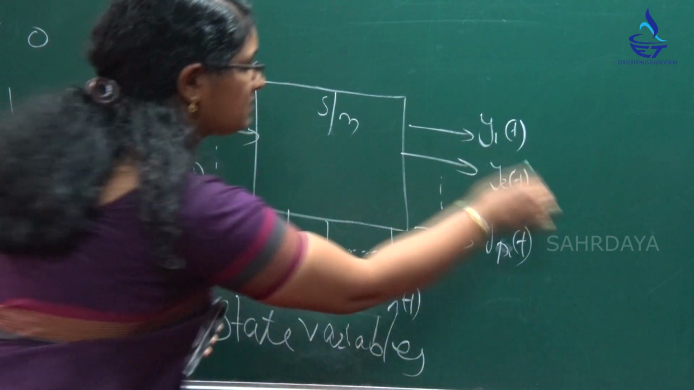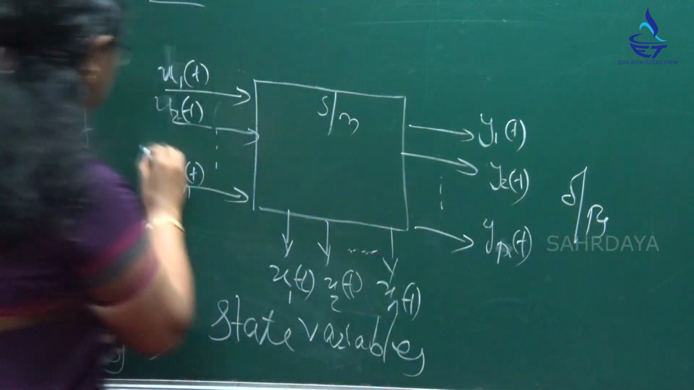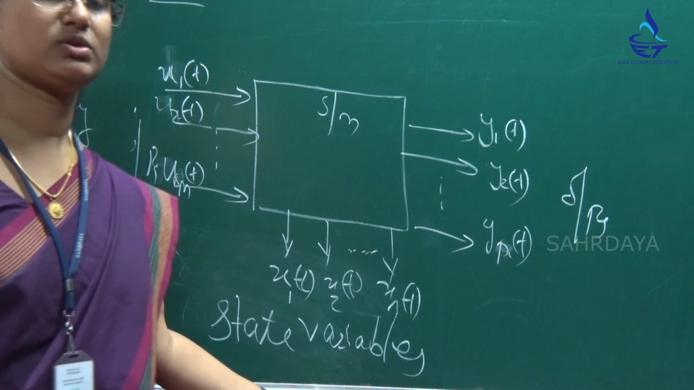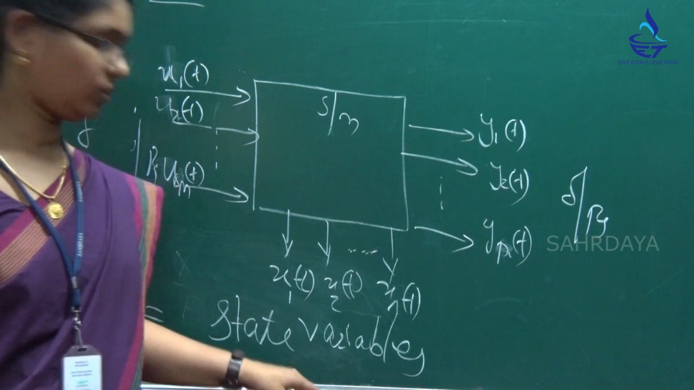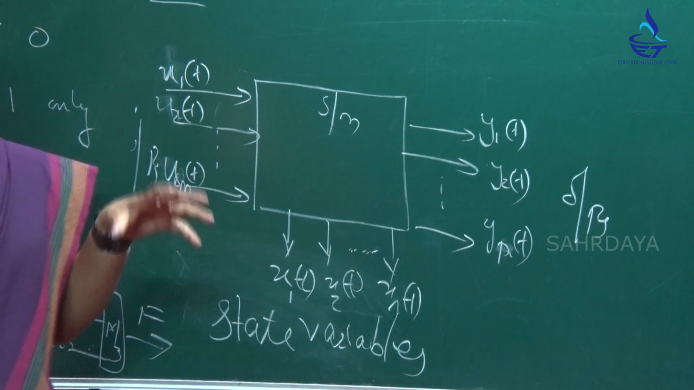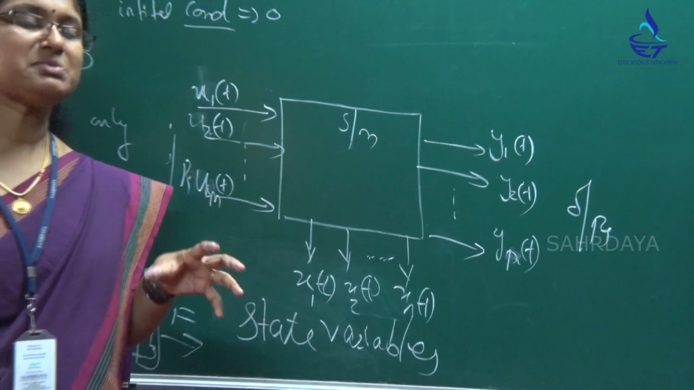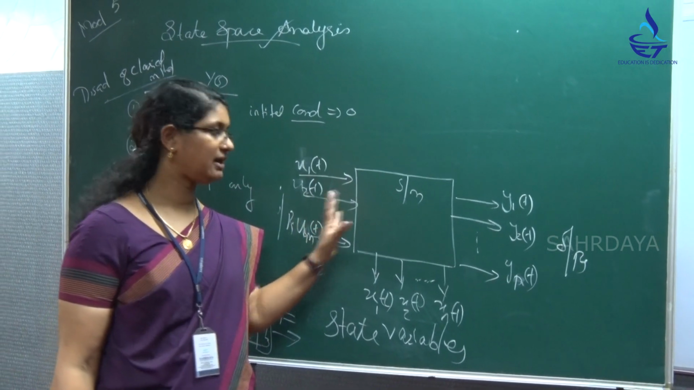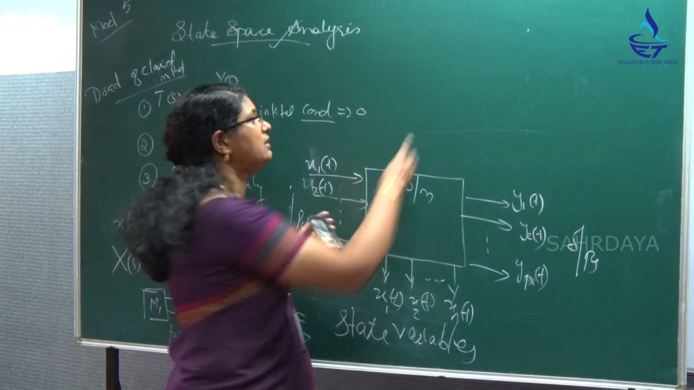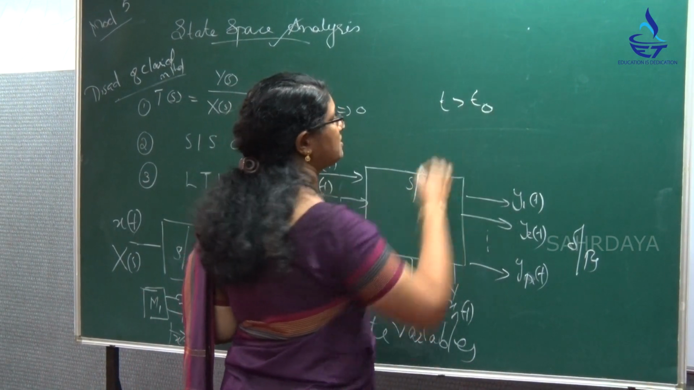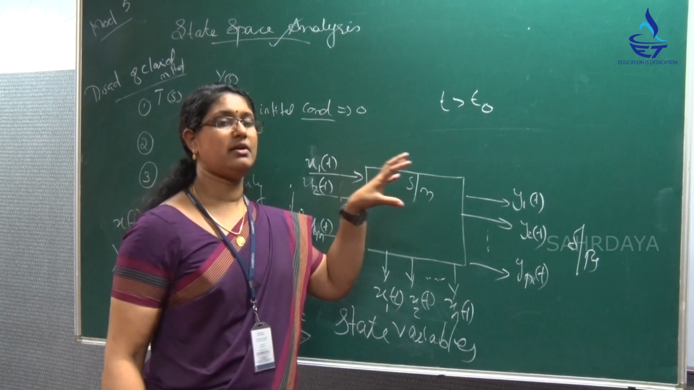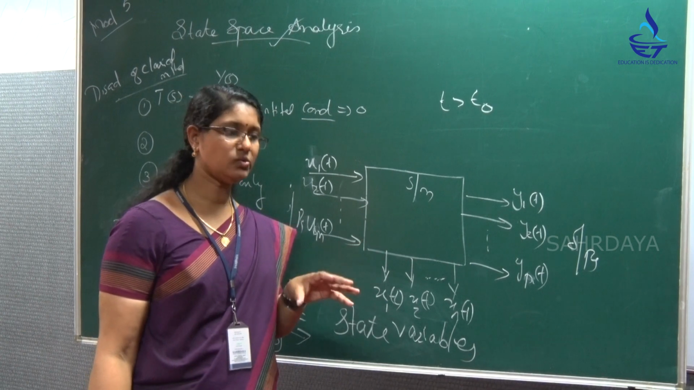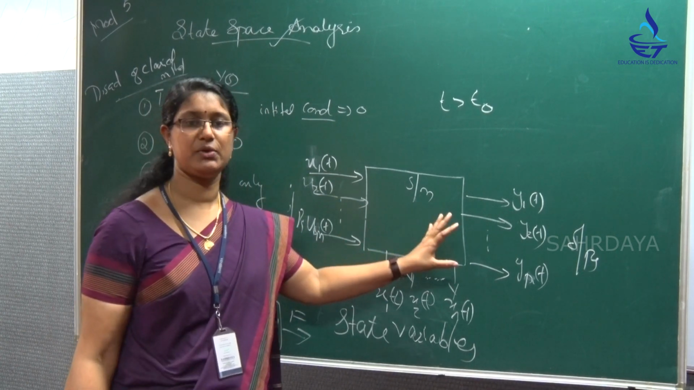State variables. So these are the outputs, these are the inputs, and in addition to that you will get information about the state variables also. Now what is a state variable? State variable means the minimum set of variables with which you will be able to predict the behavior of the system for a time greater than t0, t0 is the initial time, if you are able to know the initial values of those variables along with what all are the inputs applied to the system.